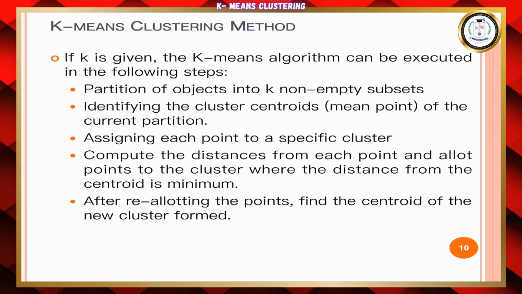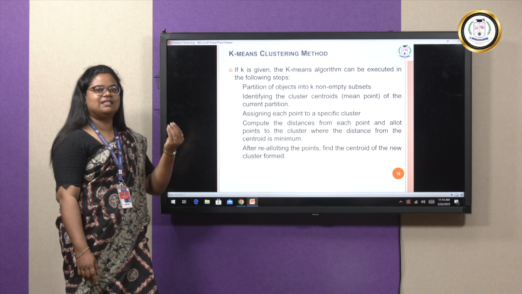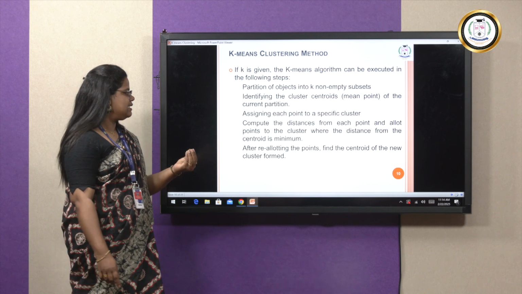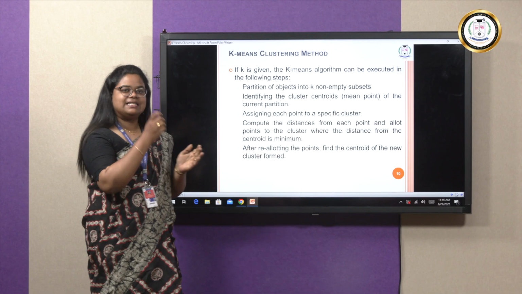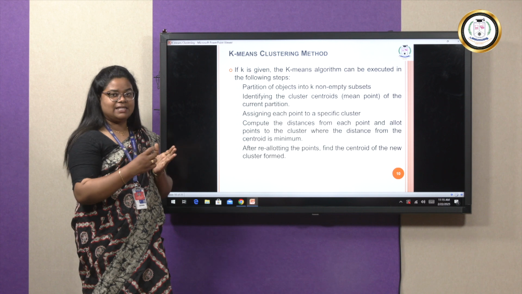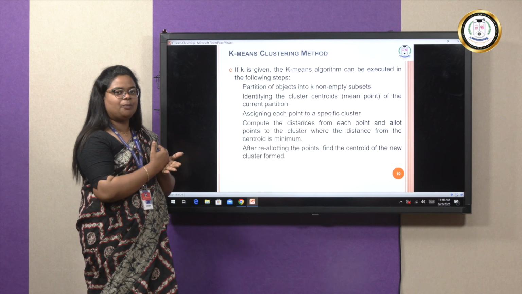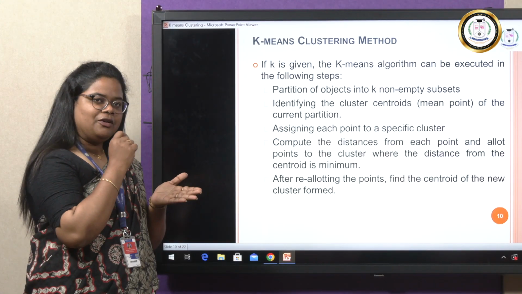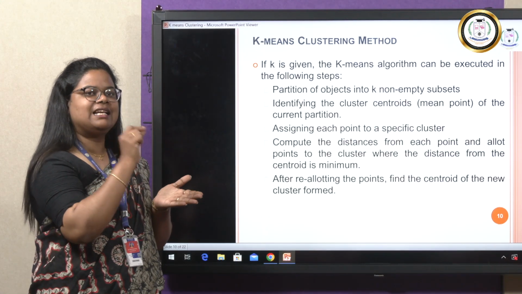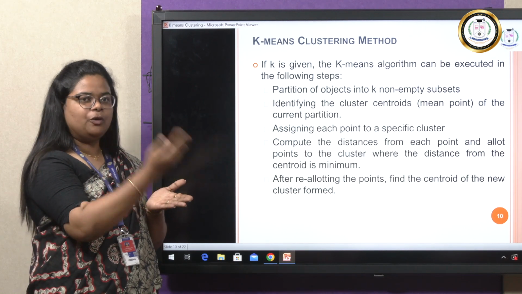Assigning each point to a specific cluster. For one specific cluster, we have to find out what the representative for that cluster is. So the next step is computing the distance from each point and allotting the points to the clusters. We select each and every data item, analyze the point, and find the distance from that point to each cluster representative. The cluster representative with the minimum distance is the one that group the point will be mapped to.